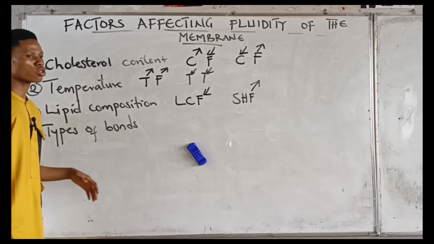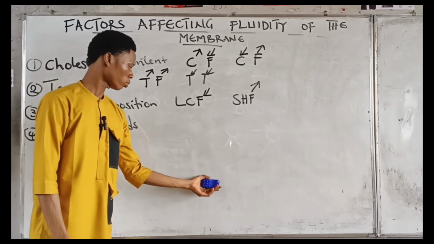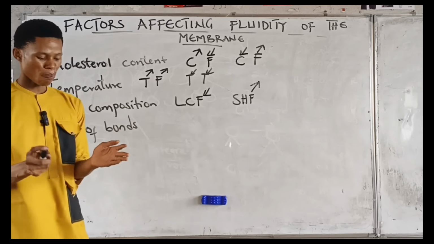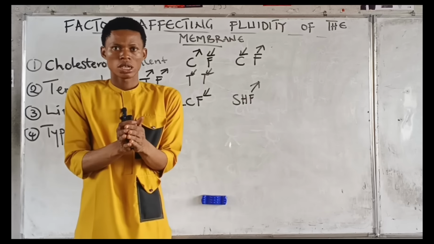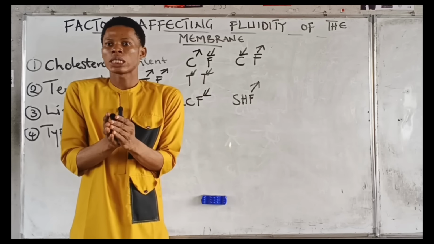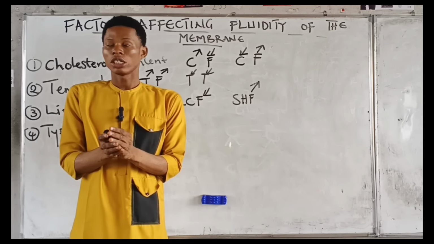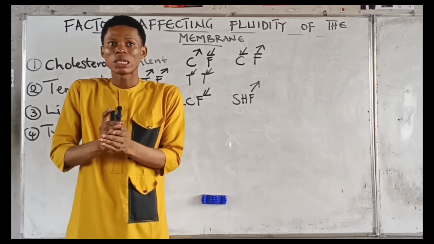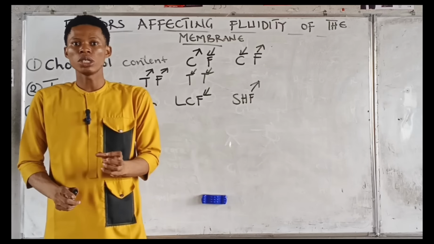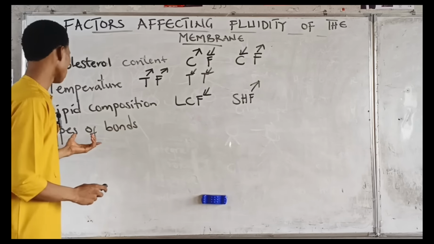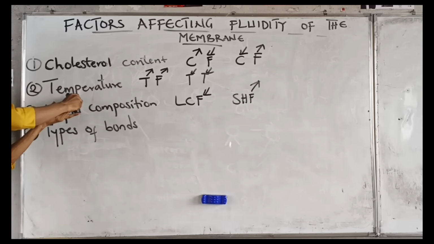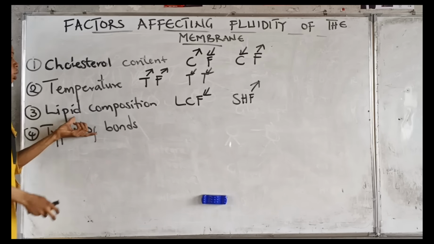Alright. Now the types of bonds present. The more packed together the molecule is, the less fluid it will be, right? The more packed together it is, the less fluid it will be. So that's that. So basically these are the three main factors, but this is a minor one also.